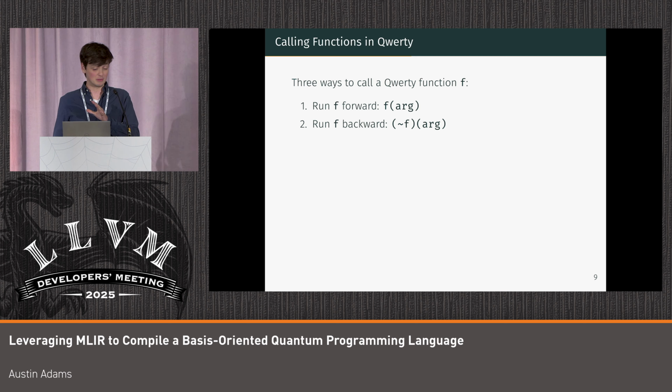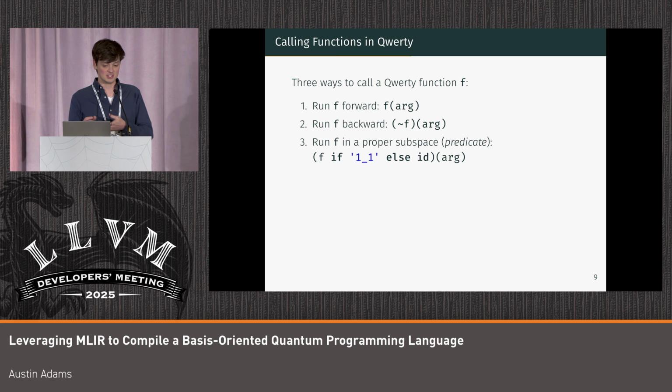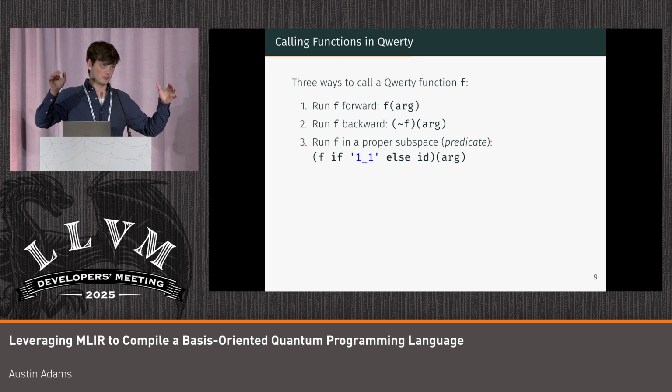Or even a little more crazy, I could take the function and run it in some proper subspace of the overall state space. And we call this being predicated. It's a generalization of this idea of controls in typical quantum programming languages. We say predicate because this pattern here is like a predicate describing that the function should run on that middle qubit where the underscore is.